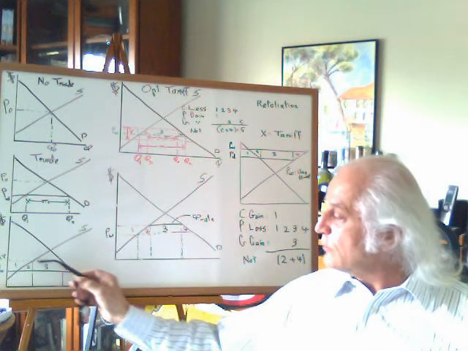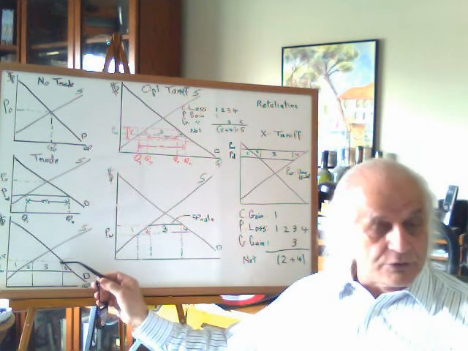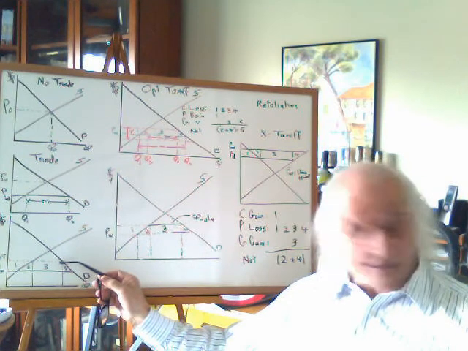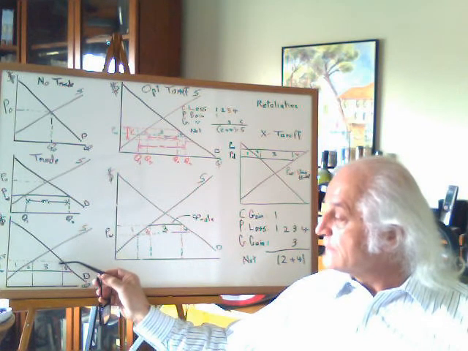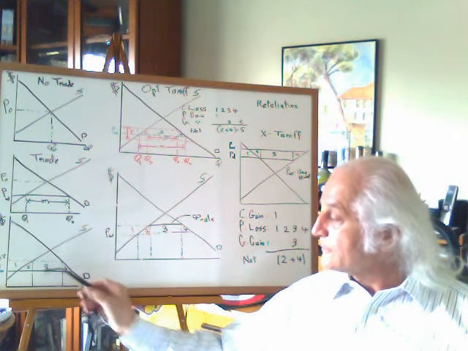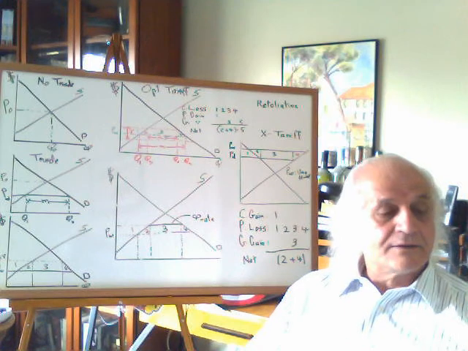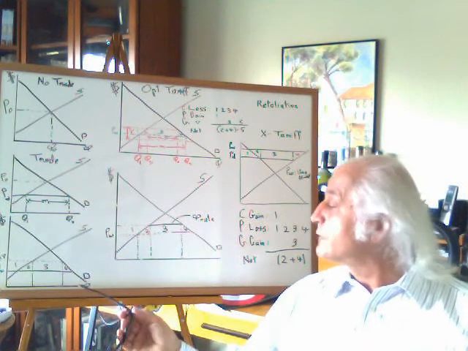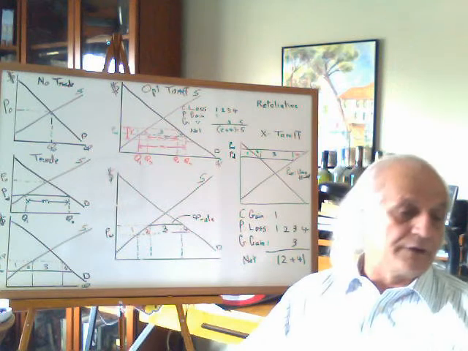So every single one of these, say, 1,000 units is going to be taxed, there's going to be a customs duty of $2, so that will be $2,000. So the area 3 is the revenue from the tariff. And who gets the revenue from the tariff? It's going to be the government.